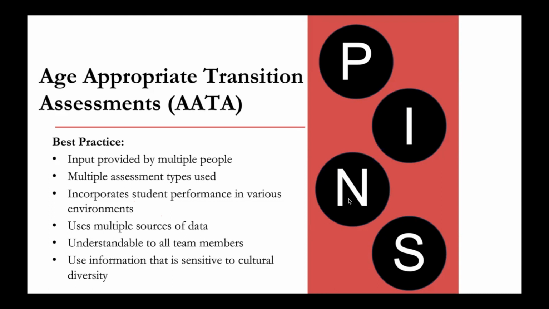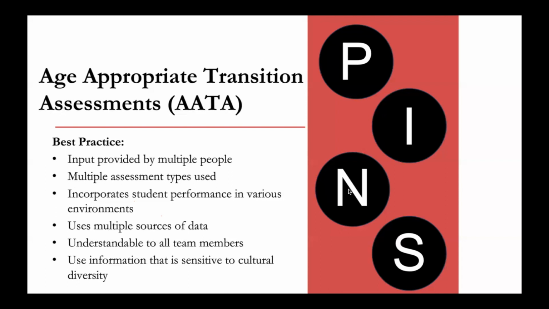If the student's out in the community at a work site, maybe they have a job and you're able to get information or observe them in their work setting. Maybe they're doing some stuff at home as well. Maybe they're homebound. You can collect information and gather data from the home using those multiple sources of data. And then making sure that it's understood by all team members.